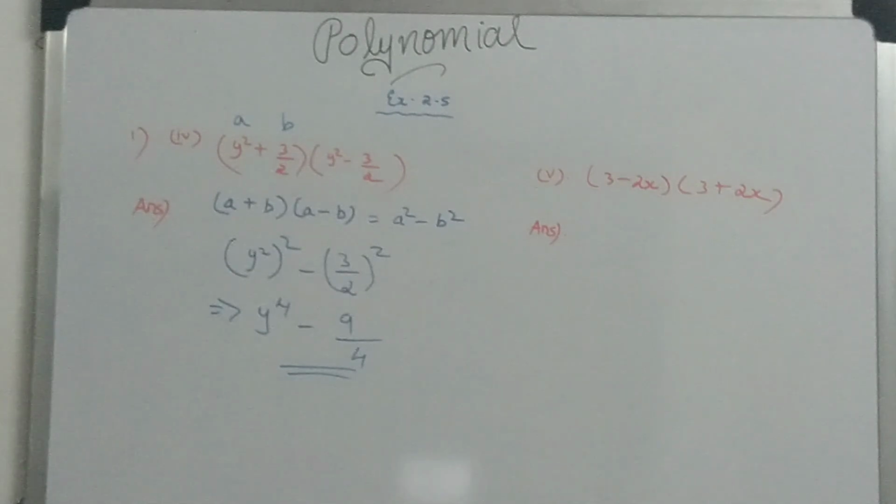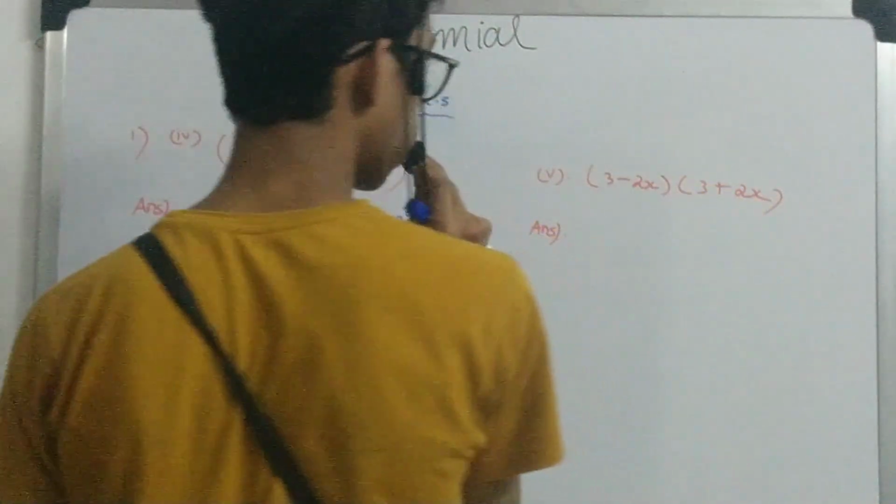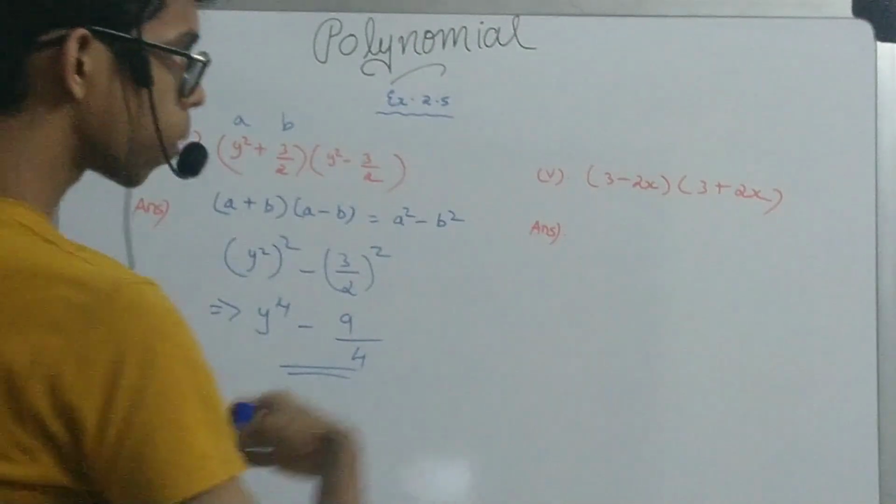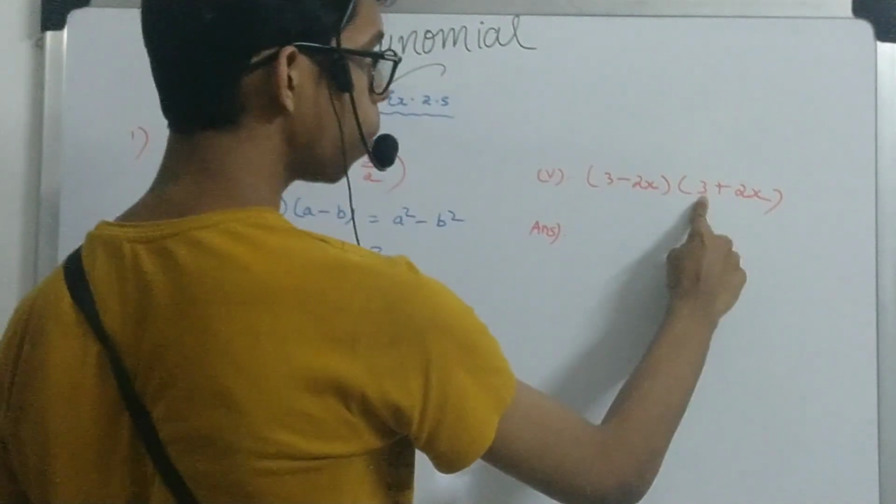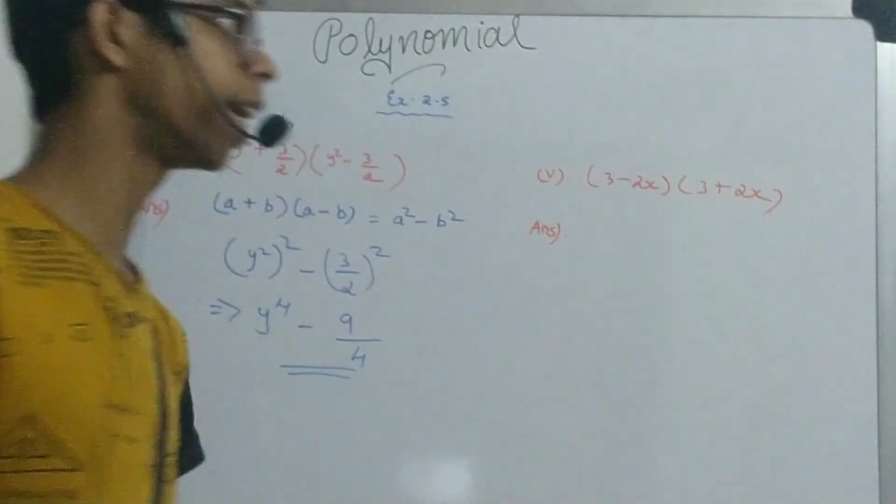I hope it is clear. Now our fifth one also, just observe, is of the form a plus b into a minus b, isn't it?